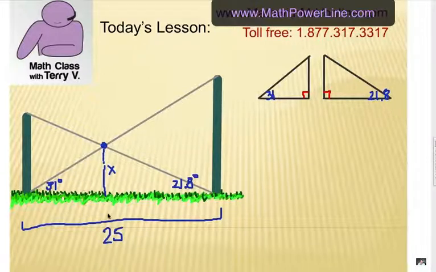And notice how I have a distance of 25 between the poles, and I'm going to introduce a couple of other expressions here. In the smaller triangle, I'm going to call this distance y, and this distance must be 25 minus y. Okay, just a little trick here. I'm going to introduce a second variable, and it's going to look like this.